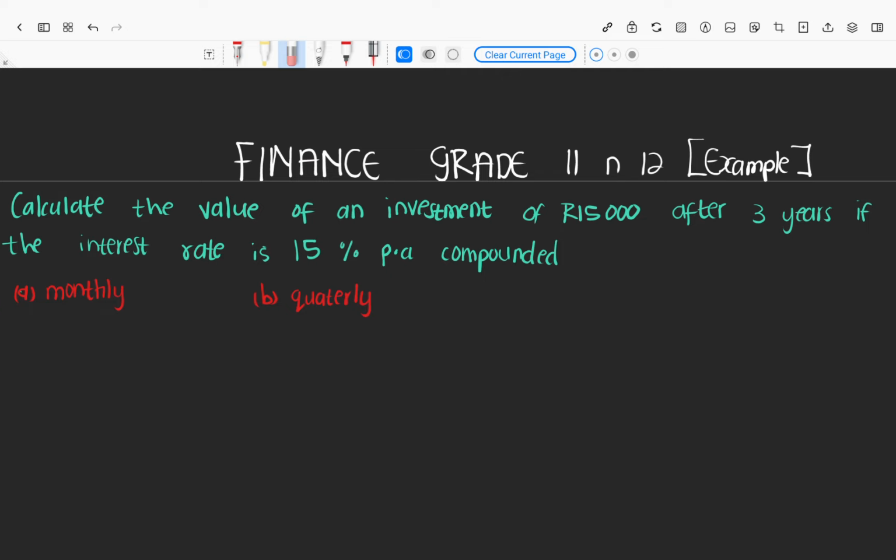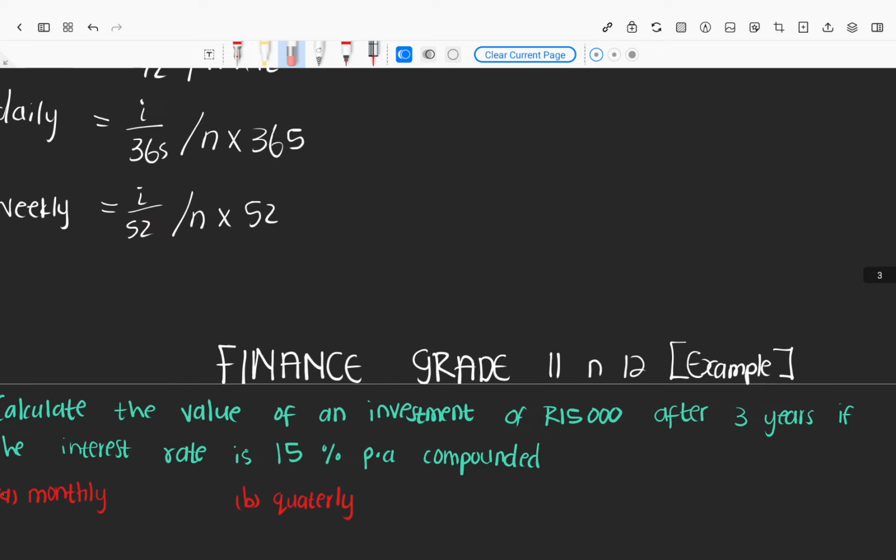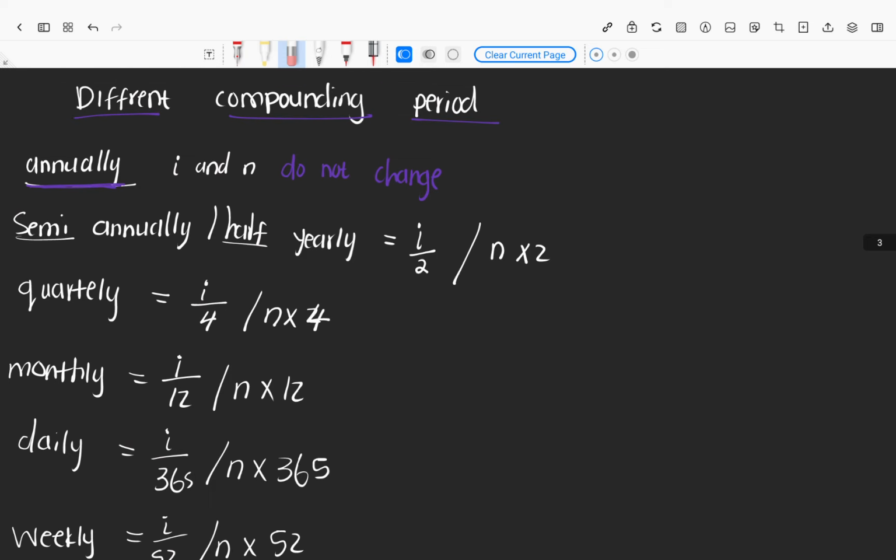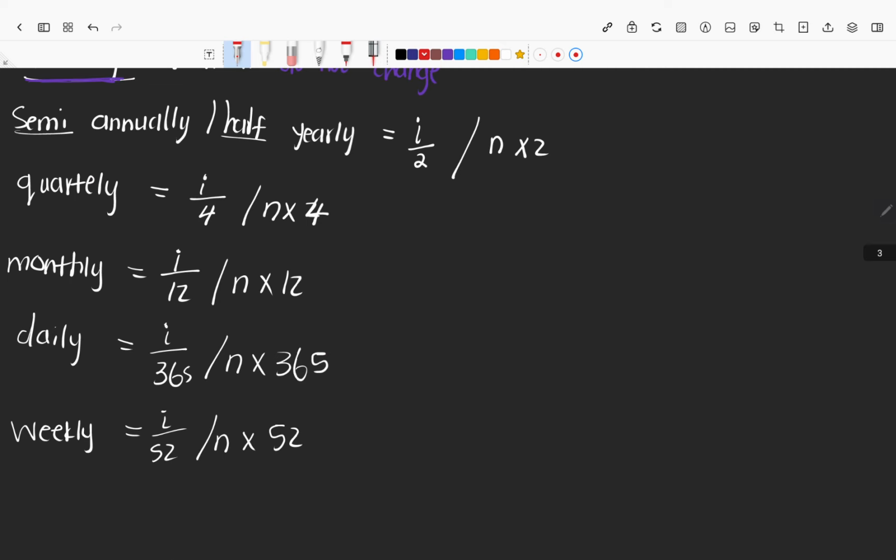They say calculate the value of an investment of 15,000 rand after 3 years if the interest rate is 15% per annum compounded monthly. In my previous video, I talked about different compounding periods. For monthly, we've stated that you need to divide the interest rate by 12 and multiply the number of years by 12 in that specific formula.